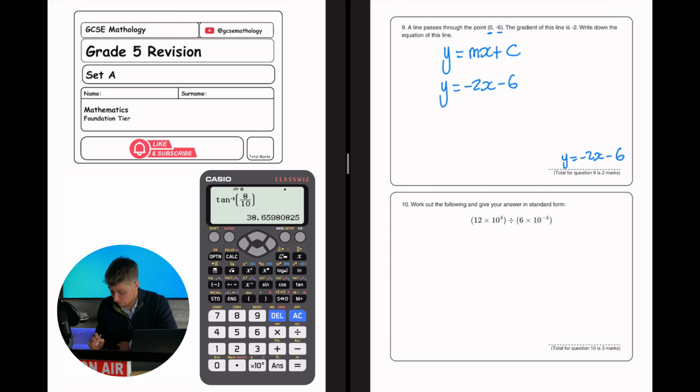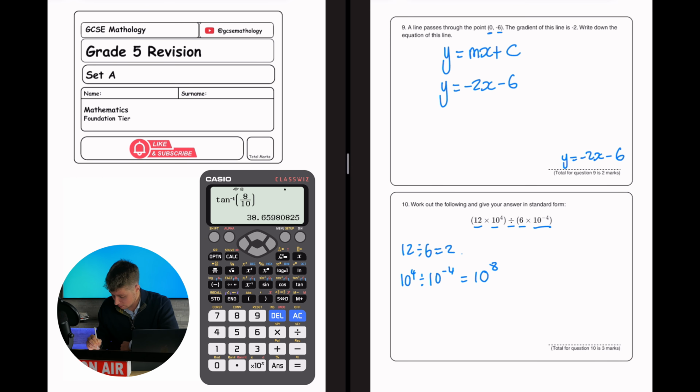Question 10 says work out the following and give your answer in standard form. We've got 12 times 10 to the 4 divided by 6 times 10 to the minus 4. So we're going to do the numbers first. 12 divided by 6. This is equal to 2. Then we've got 10 to the 4 divided by 10 to the minus 4. So we've got the same bases separated by a division sign. So we're going to subtract the powers. So we've got 10 to the power of 4 minus -4, which is 8.